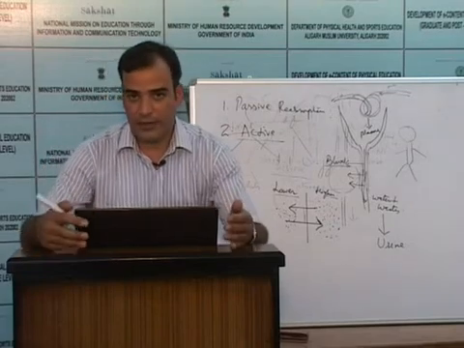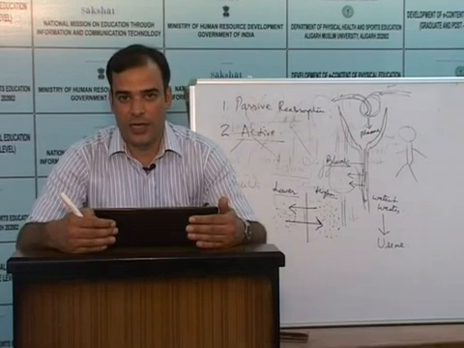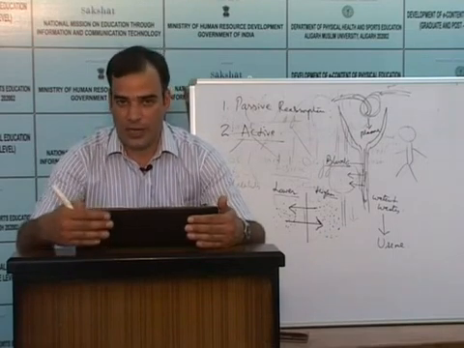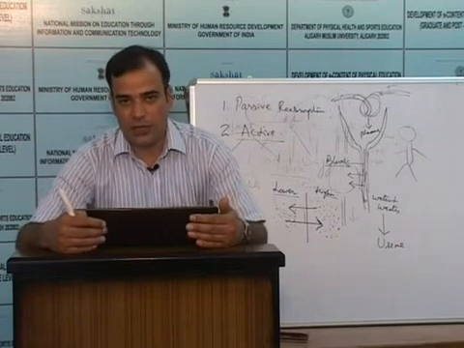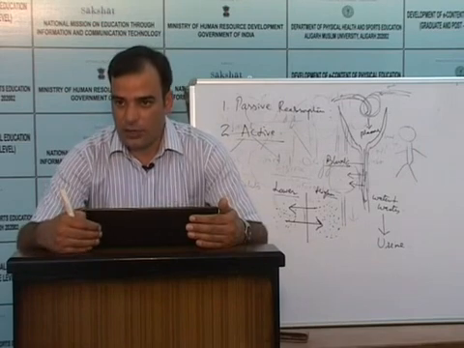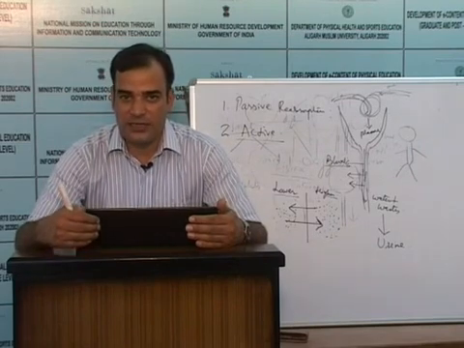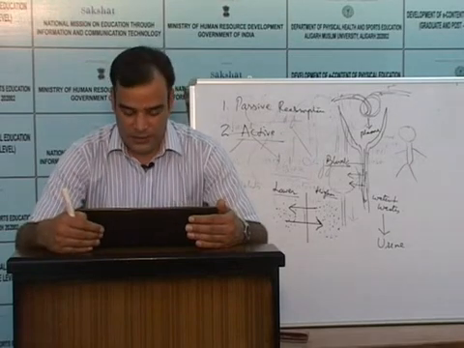This pituitary gland has two portions. One is called the anterior pituitary or adenohypophysis. Another portion of this gland is called the posterior pituitary or neurohypophysis. This hormone, antidiuretic hormone, is released from the posterior pituitary or neurohypophysis.